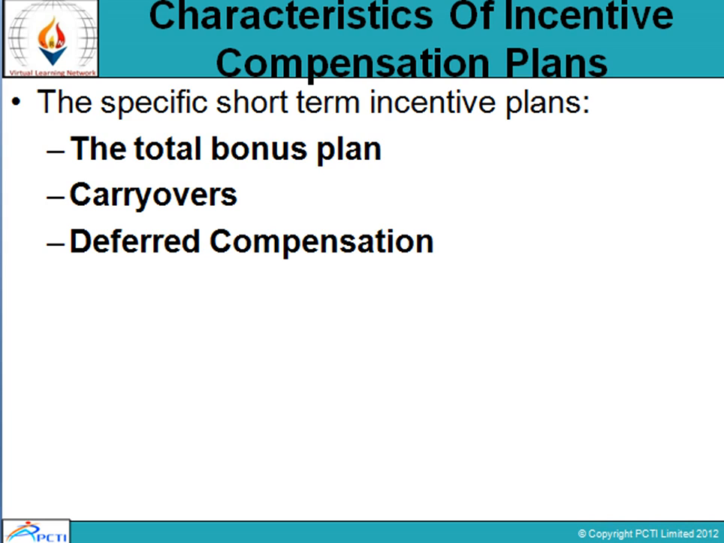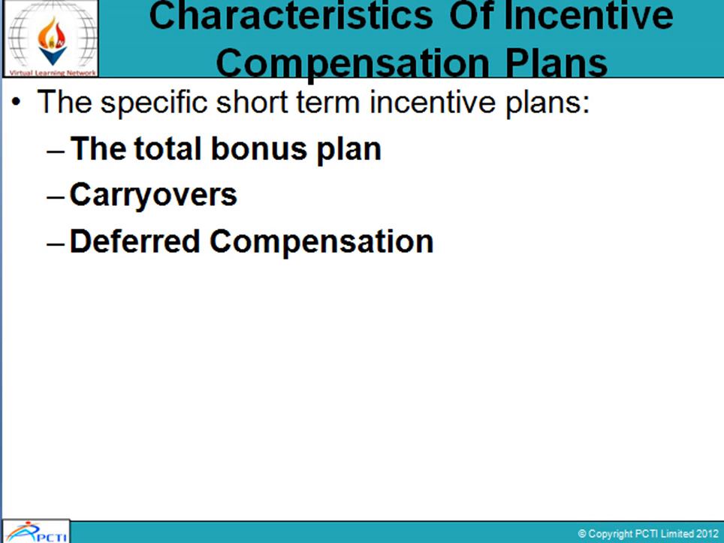Now there are specific short-term incentive plans. The first one is the total bonus plan. When we talk about the total bonus plan, here under this plan जो shareholder होते हैं, they basically vote on the formula which is used to calculate the total amount of bonus that could be paid to a qualified group of workers.